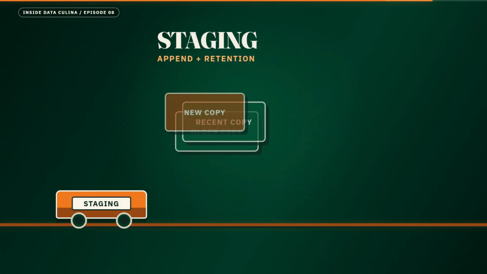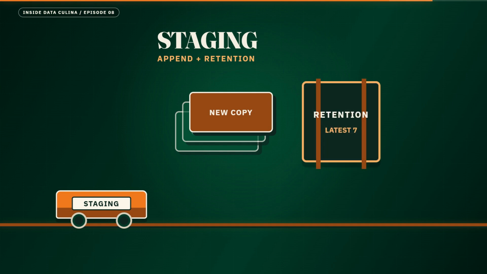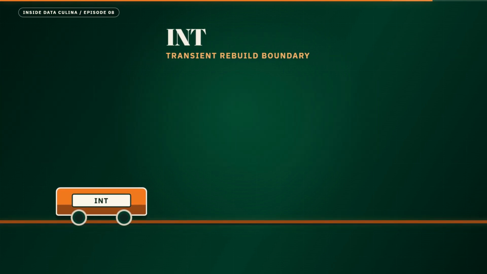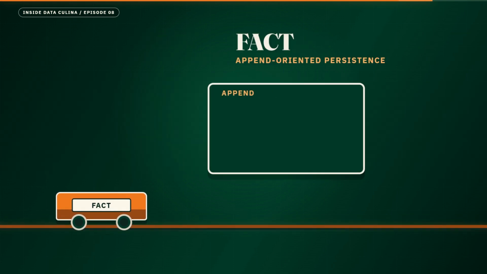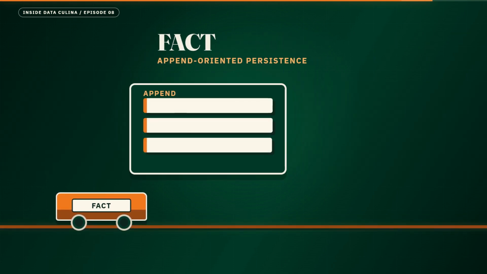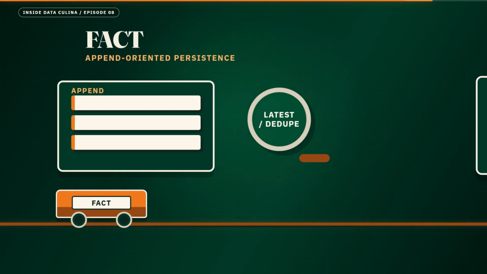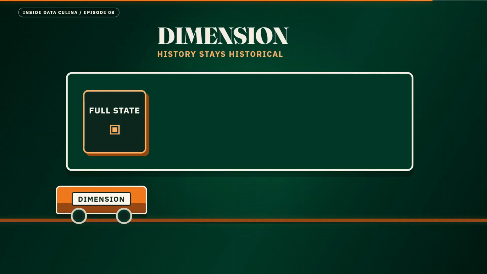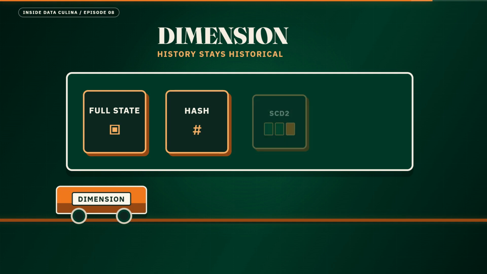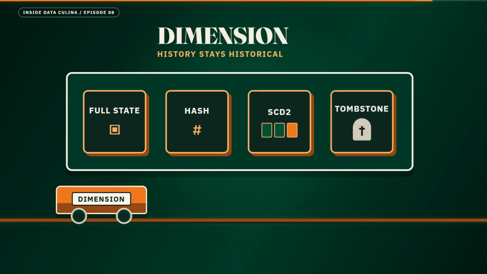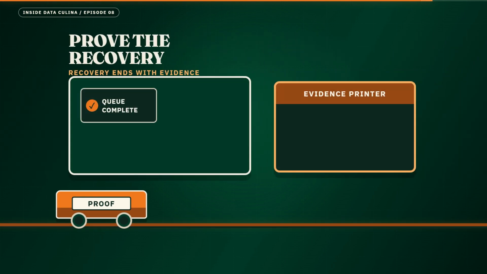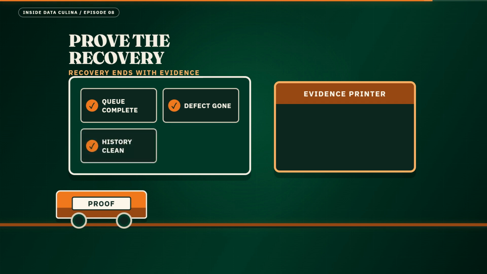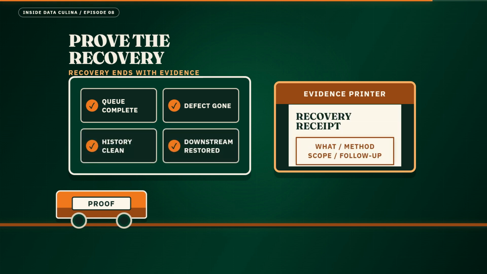Recovery must also respect the layer. Staging keeps its append and retention behavior. INT is the main rebuild boundary because it is transient and truncate load. Facts keep their append or latest version rules. Dimensions must still preserve SCD2 history, hash comparison, full state reasoning, and tombstones. Afterward, prove the original defect is gone, check for duplicates or false history, confirm downstream outputs, and record what failed, which method was used, the scope, and any follow-up.